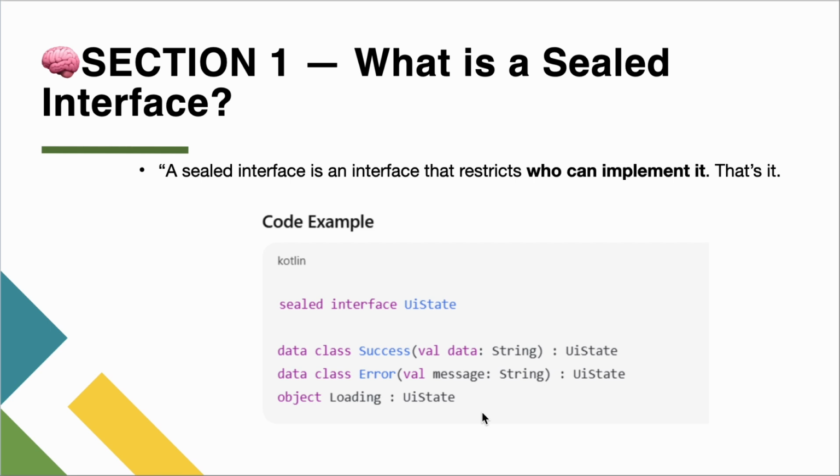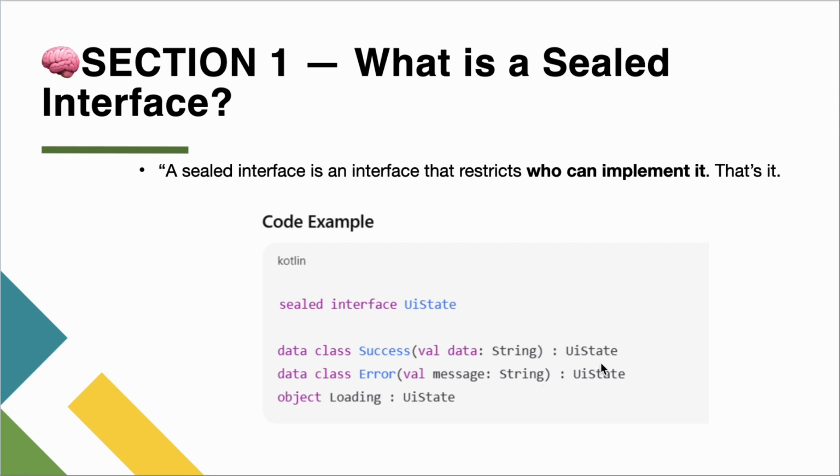What is a sealed interface? So a sealed interface is an interface that restricts who can implement it. All right, that's it. I mean, that is the simplest definition one can have. And the code says a data class Success, a data class Error, and object Loading. So all three of them, which are part of the sealed interface UIState, are extending the UIState.